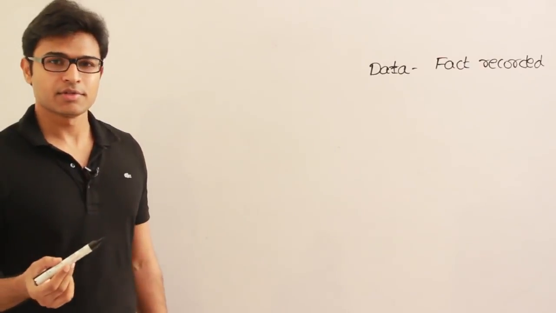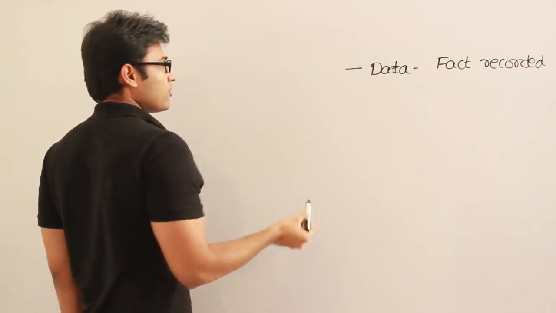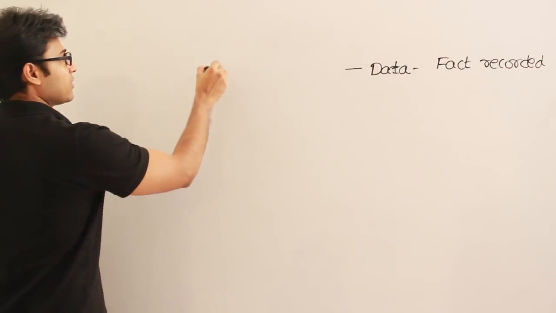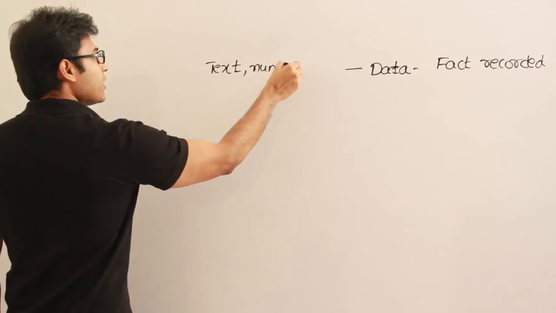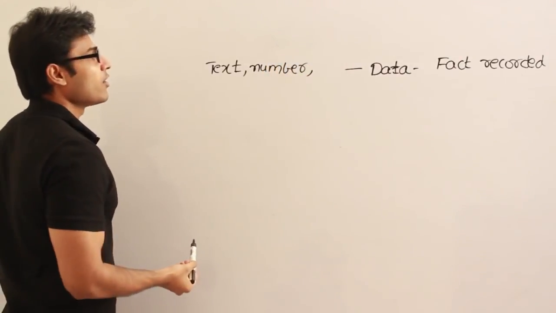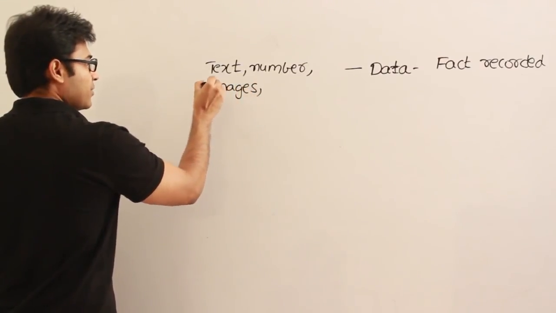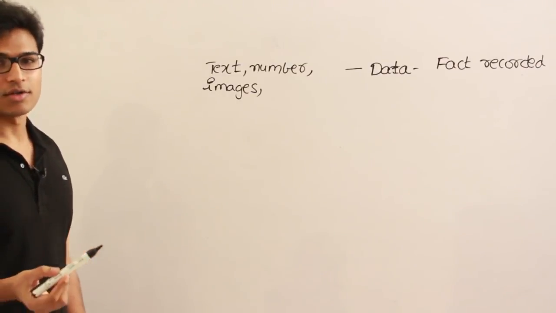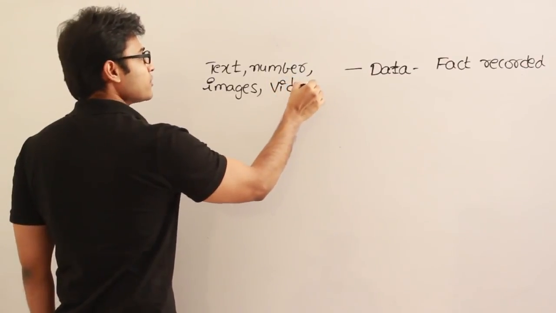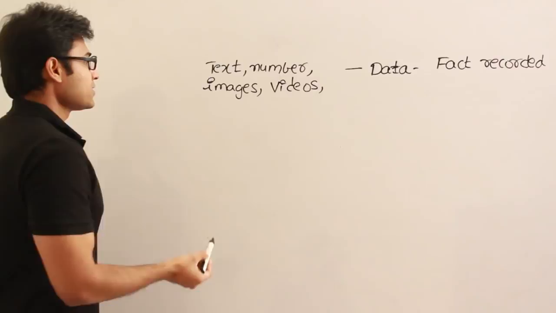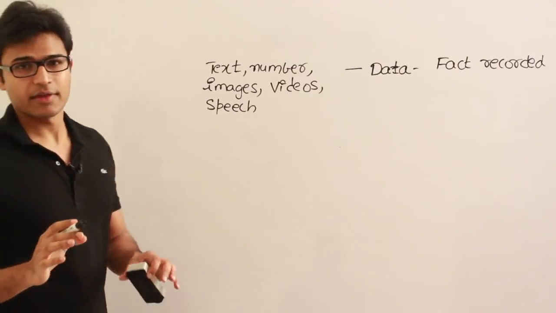If you want to see examples of data, you may think of data as some text. Your facts can be written in terms of text, like names. Name is a fact, isn't it? Or some numbers, like your address, phone number and so on. Or it can even be images, meaning the pictures that we take. That could also be data. Or it can be videos, like right now you're watching. Or there are various types, like speech. So these are all data. If they can be recorded, then it is data.